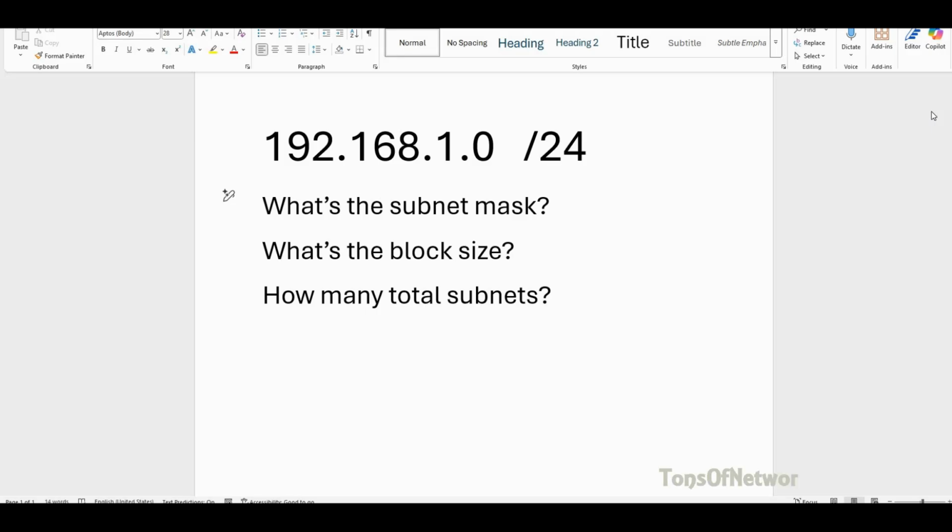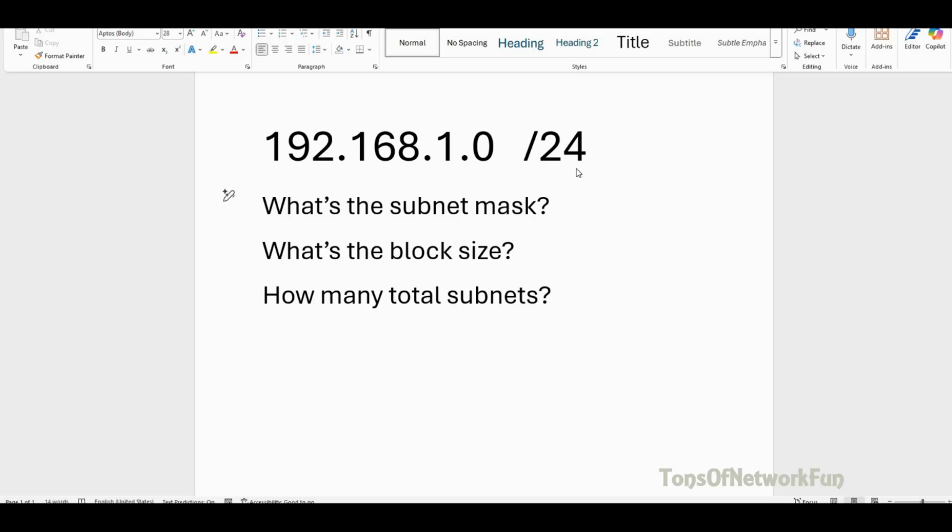This video will look at some subnetting type question examples. Here we have a Class C address with the default subnet mask, or default slash value, of 24. We have three questions: What's the subnet mask? What's the block size? How many total subnets?